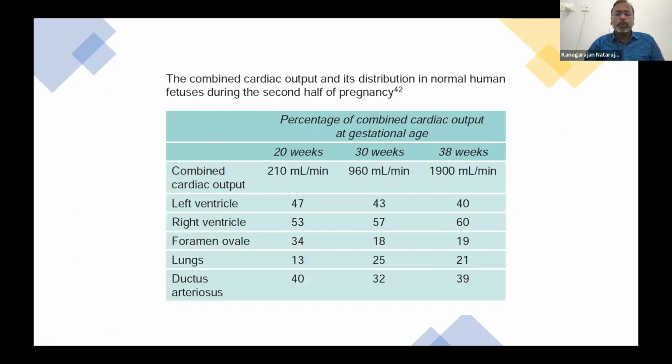Now, if you look at the distribution, near term, the left ventricle receives 40% and the right ventricle receives almost 60%, and even the ductus arteriosus goes 39%. So it is increasing gradually.